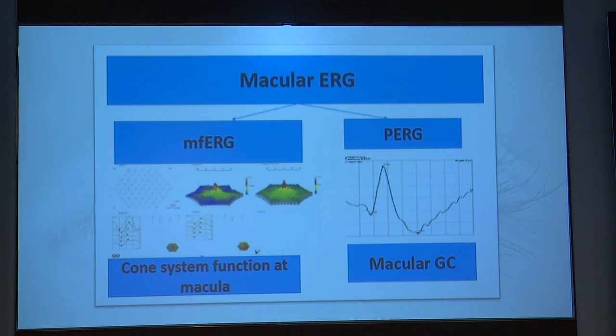So friends, if you have to check the macula, multifocal ERG tells you the cone system function at the macula, because there are a lot of cones there. The other function test at the macula could be PERG, that is the pattern ERG, which tells you about some amount of receptor cells and about the ganglion cell layer. Dr. Vibhuti will be talking about it.